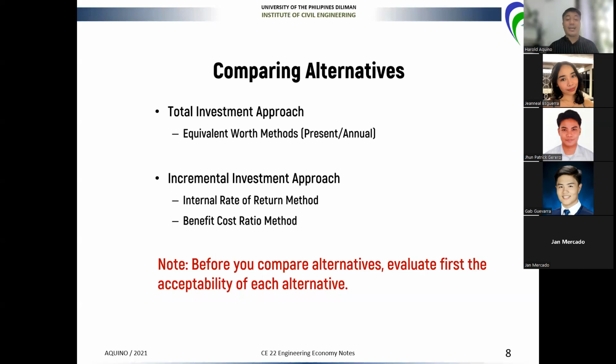Let me point out as early as now that both of them would actually yield the same comparison results. So consistent naman the principles underpinning these two methods. Now, let me also point out that before you compare alternatives, evaluate first the acceptability of each alternative. So you need to be able to check first whether an alternative is acceptable before you compare it with other alternatives. Is that clear?